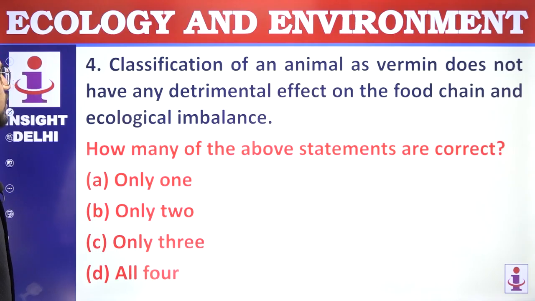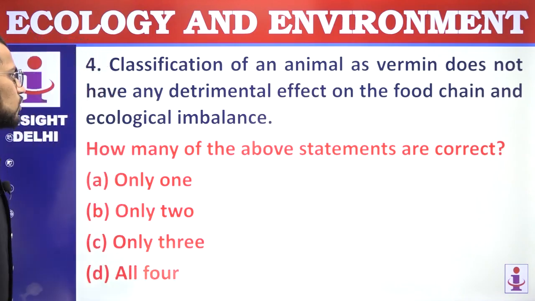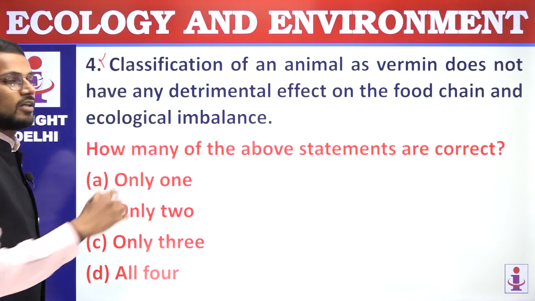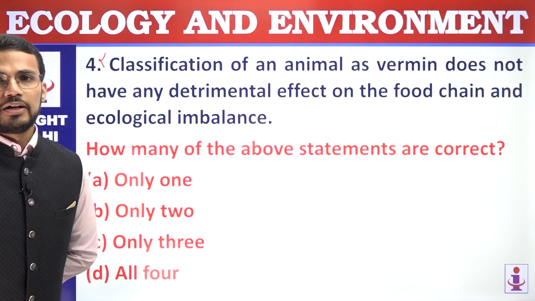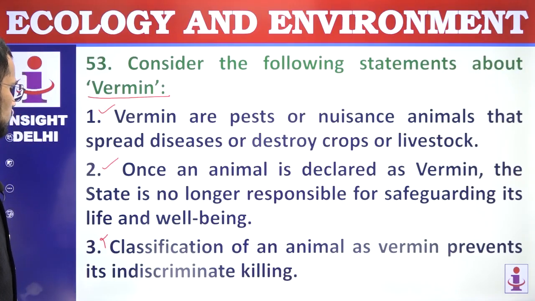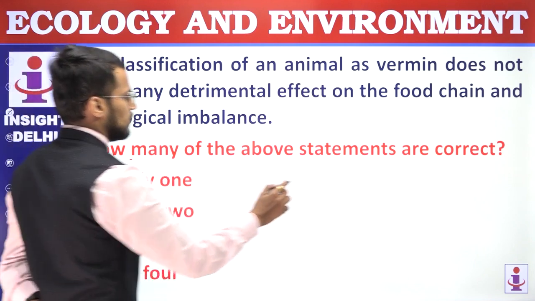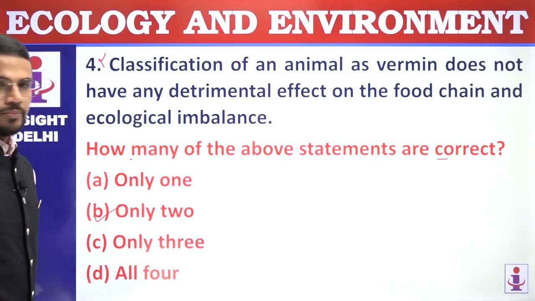Fourth, classification of an animal as vermin does not have any detrimental effect on the food chain and ecological imbalance. Incorrect. If we carry out indiscriminate killing of vermin, obviously there will be impact on the food chain and ecological imbalance. So first two statements are correct, third and fourth statements are incorrect. We are supposed to find out how many statements are correct. So only 2 are correct, and that's why the answer is B.